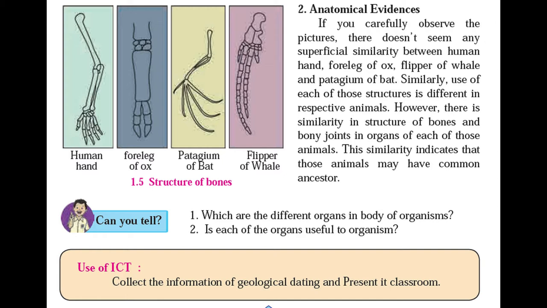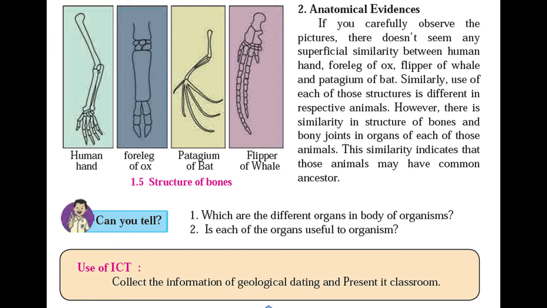Now there are questions here. Which are different organs in the body of organisms? Second question, is each of the organs useful to the organism? Now this is quite a vague and general question. Which are different organs? You can mention all the organs from the brain to the digestive system, reproductive system, and lungs and heart, cardiovascular system, respiratory system. Is each of the organs useful?